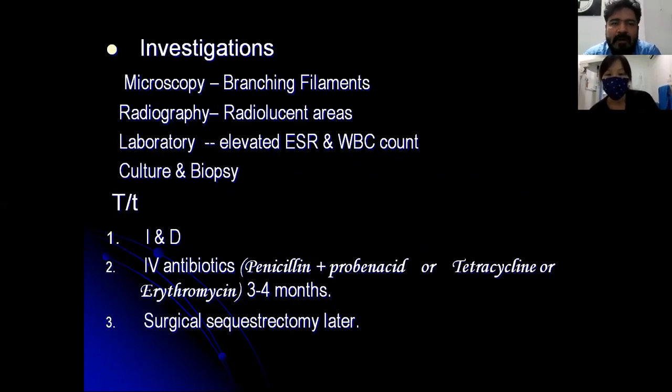In investigations: microscopy shows branching of filaments, then radiography shows radiolucent areas. In laboratory findings, you will find increased ESR and WBC count, and with culture and biopsy you can pinpoint the actinomycosis. In treatment: incision and drainage of the pus, then IV antibiotics like penicillin, tetracycline for 3 to 4 months, then surgical sequestrectomy later on.